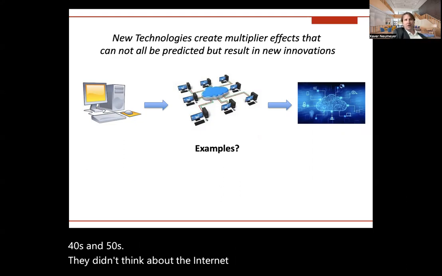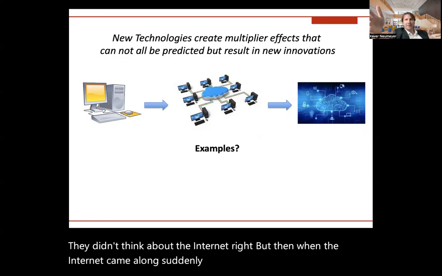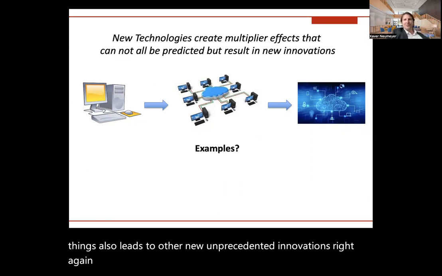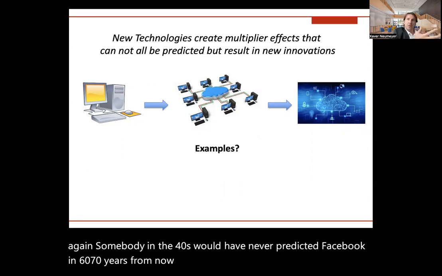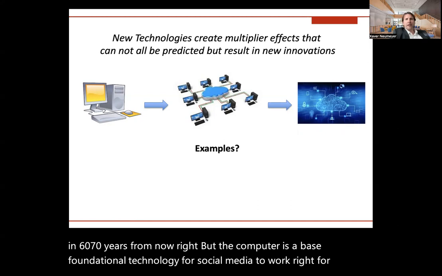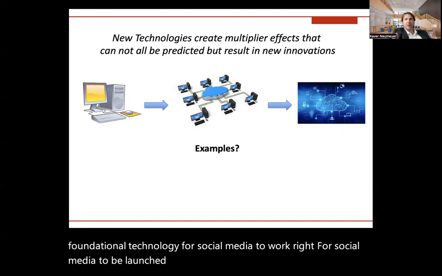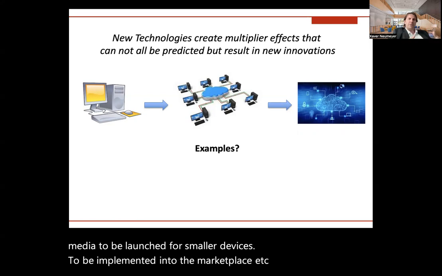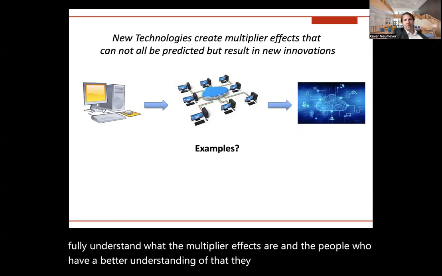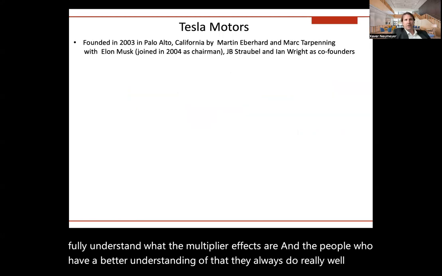But then when the internet came along, suddenly we realized the internet plus other things also leads to other new unprecedented innovations, right? Somebody in the 40s would have never predicted Facebook 60, 70 years from now. But the computer is a base foundational technology for social media to work, for smaller devices to be implemented into the marketplace, etc. So we never really fully understand what the multiplier effects are, and the people who have a better understanding of that always do really well in launching their technologies.